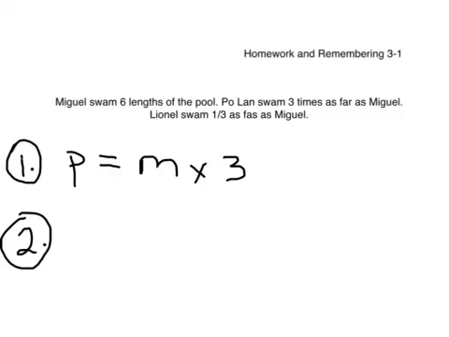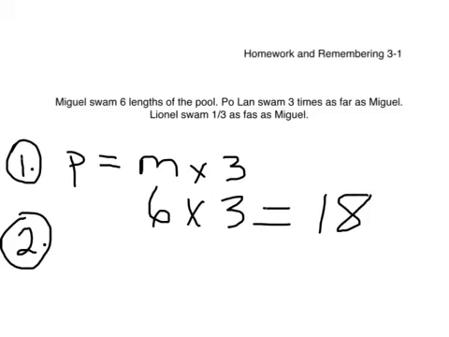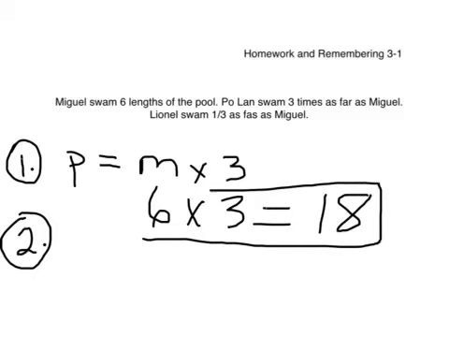So if we know Miguel swam 6 lengths, we can put a 6 in for that M. So we have 6 times 3, which will give us Polan's distance. So number 1, how many lengths did Polan swim? 18. And here's the equation. 6 times 3 equals 18, so you write that on the second line.